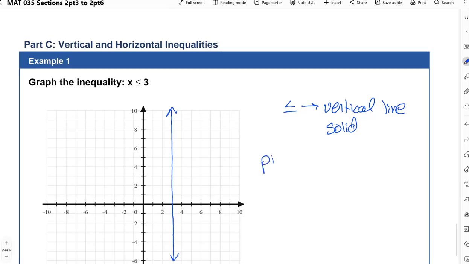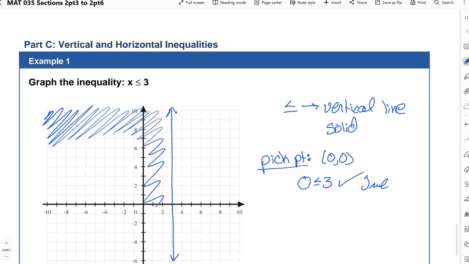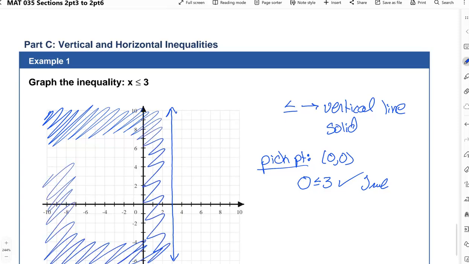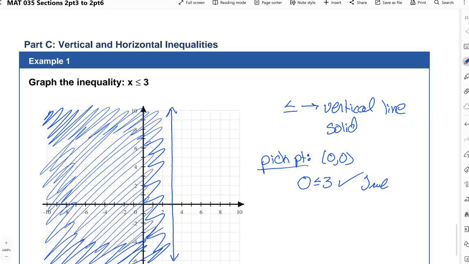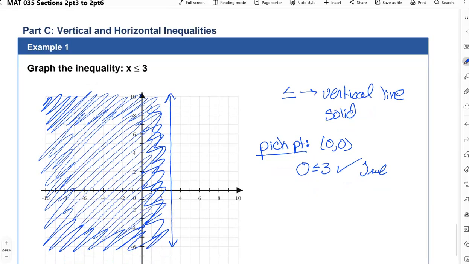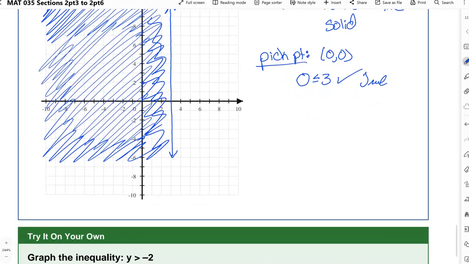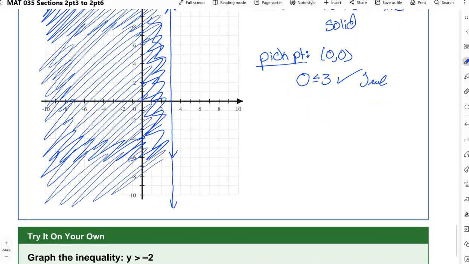So let's pick a point. I'm going to pick 0, 0. It's usually my favorite one to pick. So if I pick 0, 0 and plug it into the inequality, my x-coordinate is 0, and I'm asking, is that true? 0 is less than 3, so it's true, which means that's the region we're going to shade. So we're going to shade to the left of that line. Anything in the shaded region satisfies that inequality. Oh, I did not get the whole graph. I didn't zoom out enough. There we go.